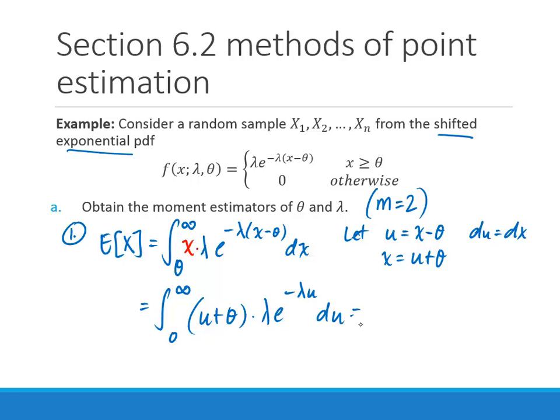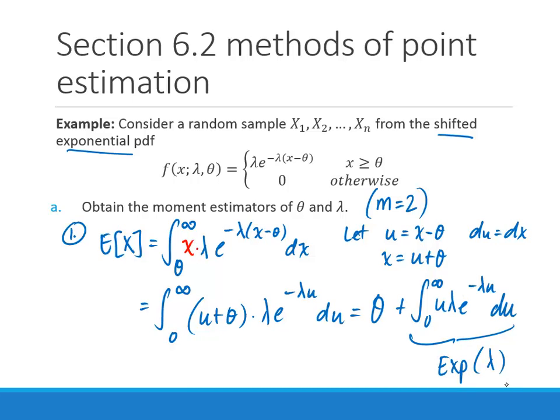The theta comes out since it's a PDF that integrates to 1, and I just have the expected value here essentially. That just looks like an exponential. This is an exponential random variable with parameter lambda. So this is just theta plus the expected value of an exponential, which is 1 over lambda.